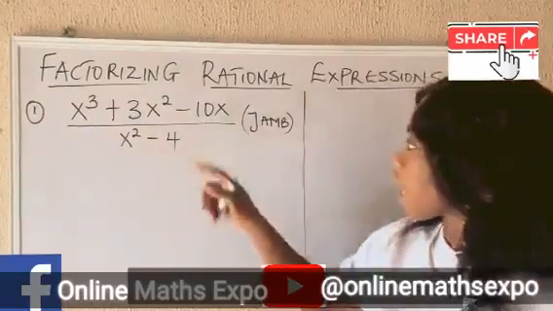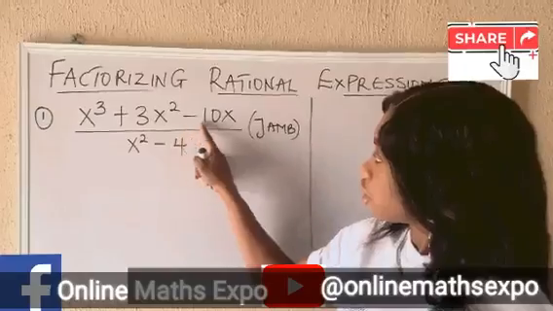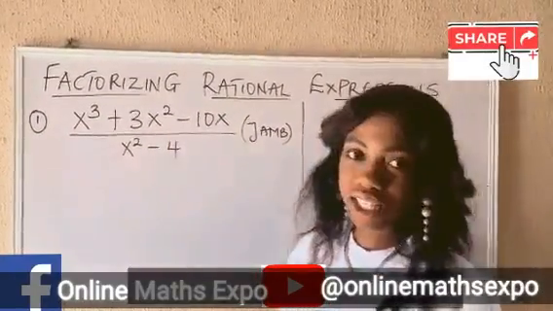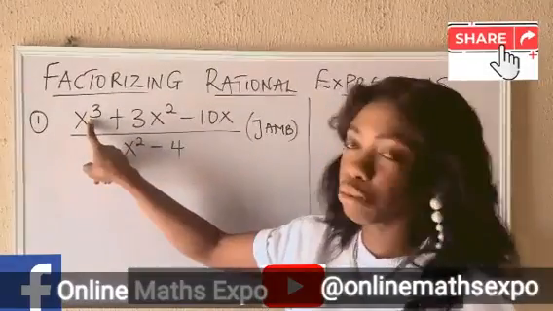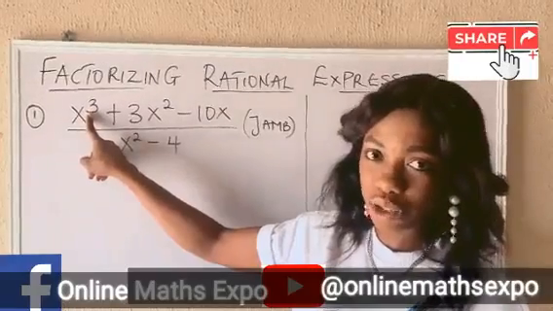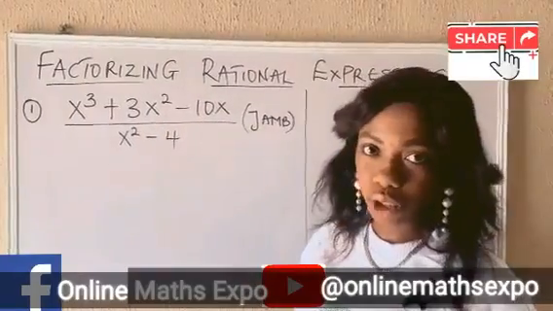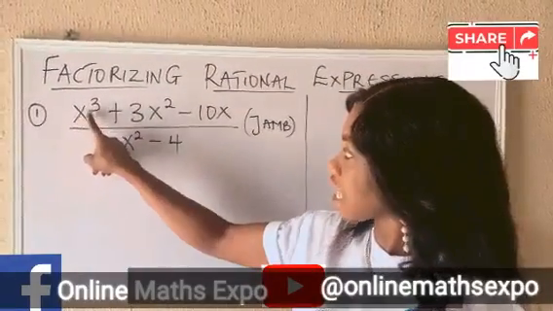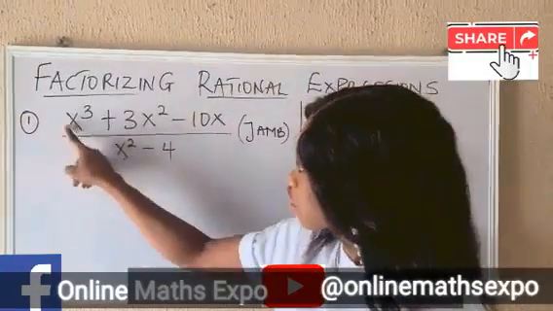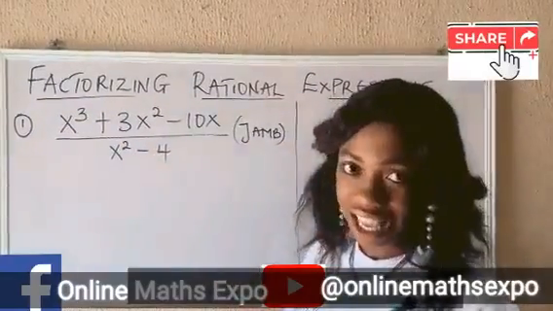Okay, so we are asked to factorize this. When you look at the numerator, this is no longer a quadratic expression. Remember we said that for a quadratic, the highest power should be 2. But when you have the highest power to be 3, it is no longer quadratic. But there is something we'll do to this numerator to make it quadratic. When you look at it, you'll find out that this is x cubed plus 3x squared minus 10x. So there is something common in this numerator, and that thing that is common is x.